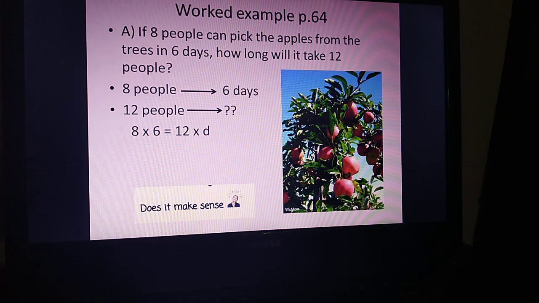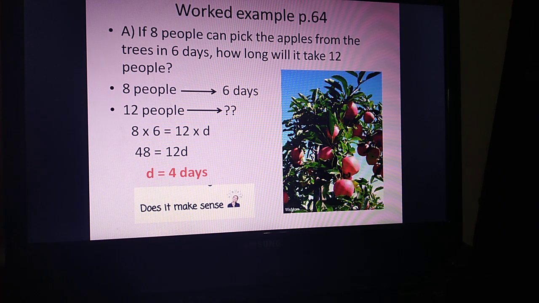Now multiplying 8 by 6 gives us 48 and 12 by d gives us 12d. Now if I want to get d, all I have to do is divide by 12 and this will give me the value of d, which is 4 days. Now I have to ask myself, does this make sense? Yes, of course it does, because having more people to help means I'm going to need less time.